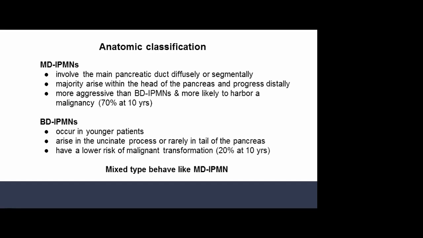Coming to branch duct IPMN, it occurs in younger patients and arises in the uncinate process or rarely in the tail of the pancreas. And these branch duct IPMNs have a lower risk of malignant transformation compared to the main duct IPMN, which is around 20% at 10 years after the diagnosis. Coming to mixed type of IPMN, it will behave in between the main duct and branch duct in terms of aggressiveness, but the rest of the clinical features or other parameters are all the same as those of the main duct IPMN.